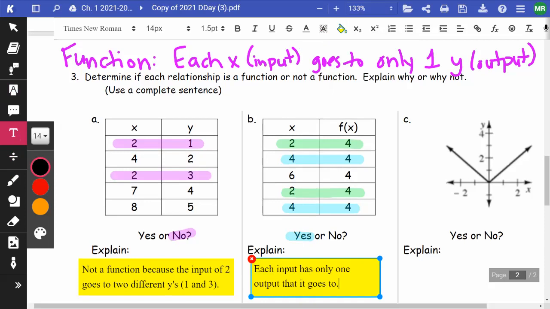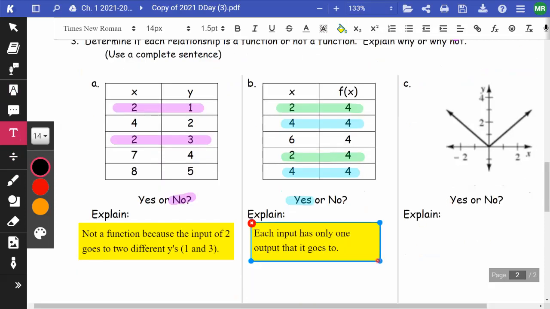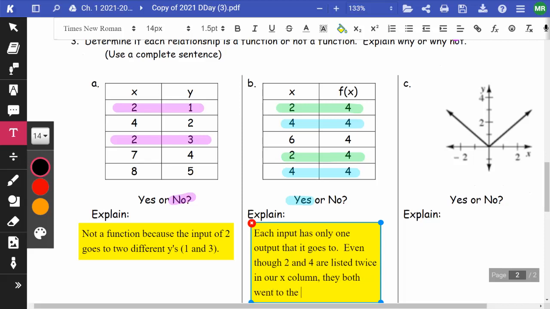So I'm going to say that even though two and four are listed twice in our X column, they both went to the same Y each time. And I don't mean that two and four both have to go to the same one, but two and two again has to go to the same, and four again has to go to the same.